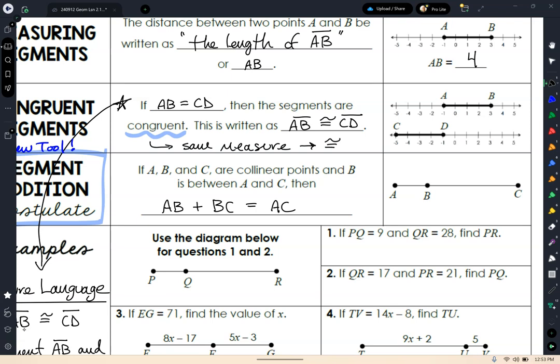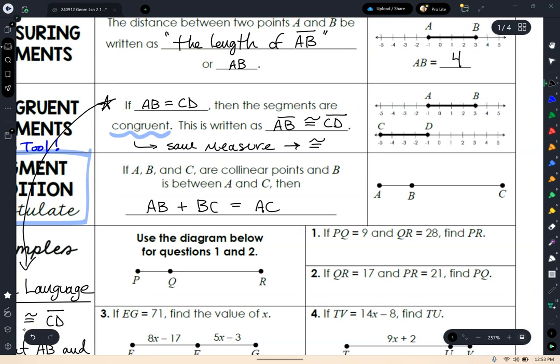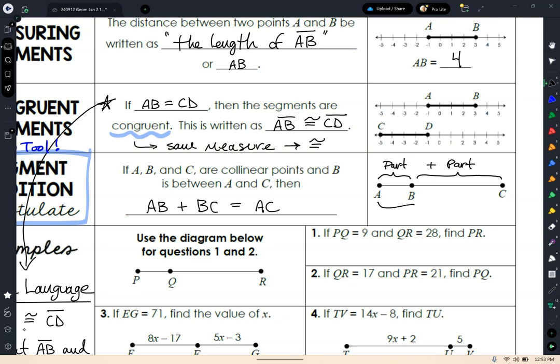All right, now I'll farkify this for you just a little bit. Yeah, that's my little way of doing things. Okay, so I like to think of this like this. This is part plus part equals whole.